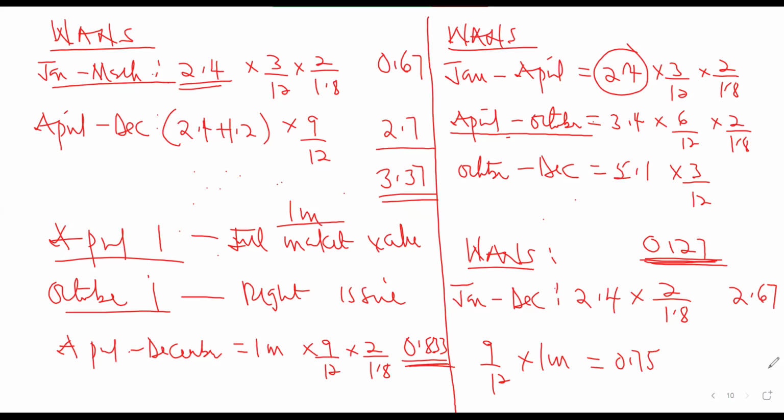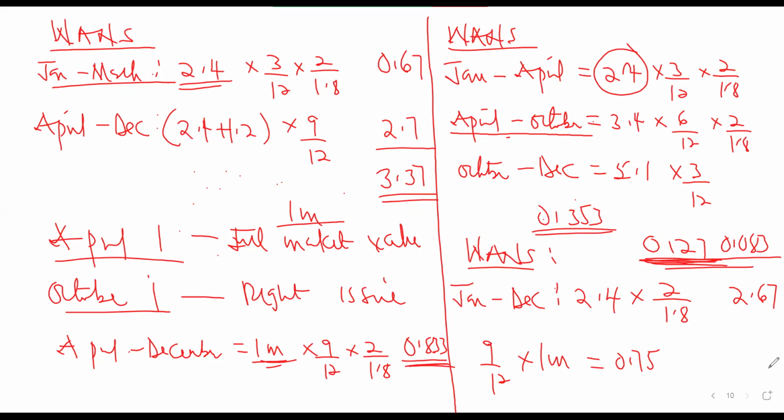Zero point zero eight three. So 0.083, that is a bonus element on the April also. So you just put the two together. So 0.27 plus 0.083, I'm getting 0.353. Is that correct? Yes. Okay. So the question is, what is our share from the right issue?